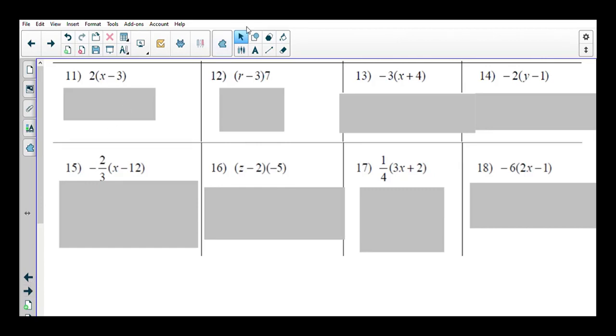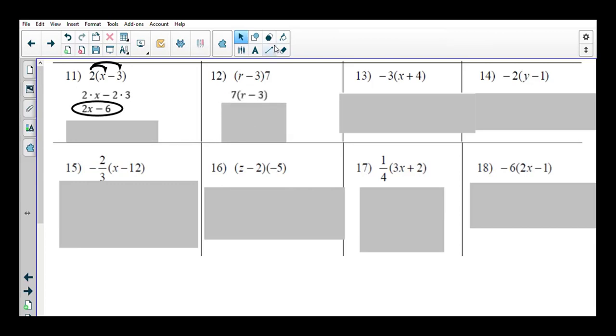In number 11, I need to distribute the 2 into the parentheses. So I'm going to take 2 times x. Let's see if I can squeeze that in there and multiply the 2 by 3. So you have 2 times x minus 2 times 3. Final answer, 2x minus 6. Done. All right, number 12. Move the 7 in front of the parentheses and then distribute it. So we're going to take 7 times r and 7 times 3. So 7 times r is 7r. 7 times 3 is 21. So final solution, 7r minus 21. Number 13, go ahead and distribute that negative 3 into the parentheses.